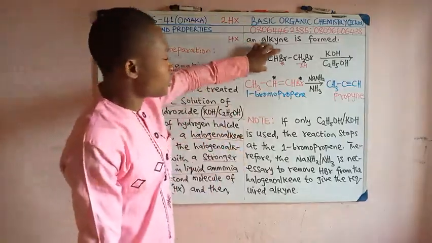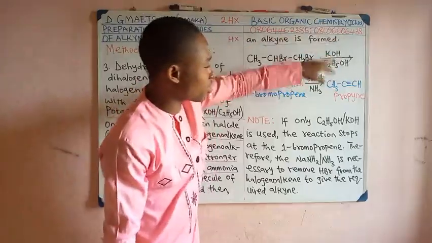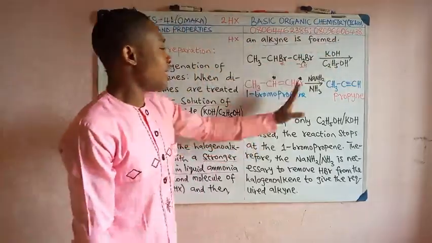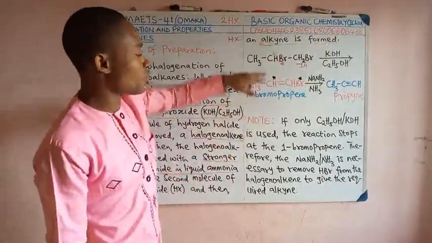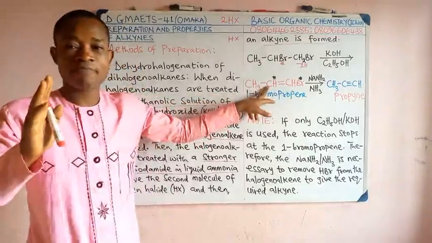Just imagine that this reaction is given like this, with this potassium hydroxide in it and all. And then sodamide in liquid ammonia is not given. This is the product you are going to get. So you stop here. Is that okay?